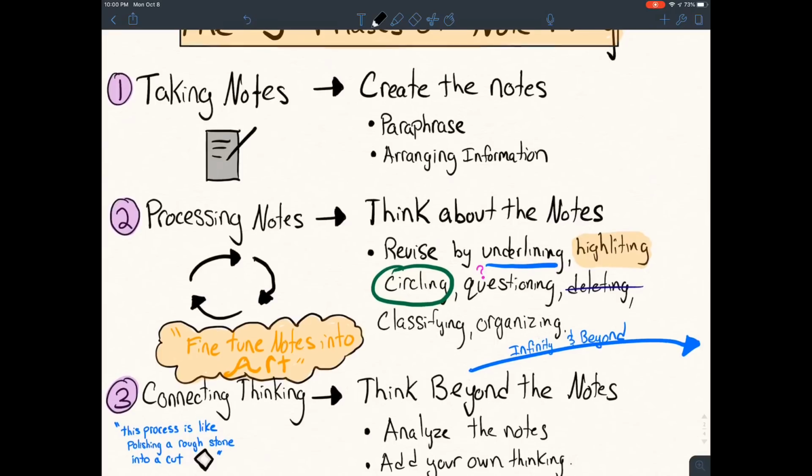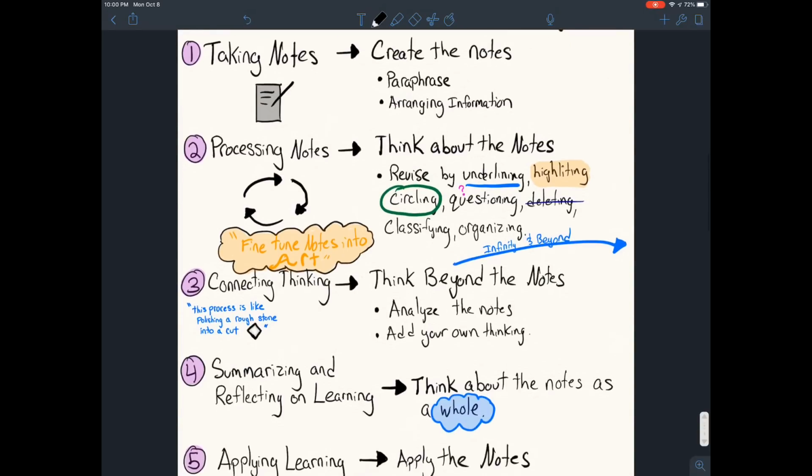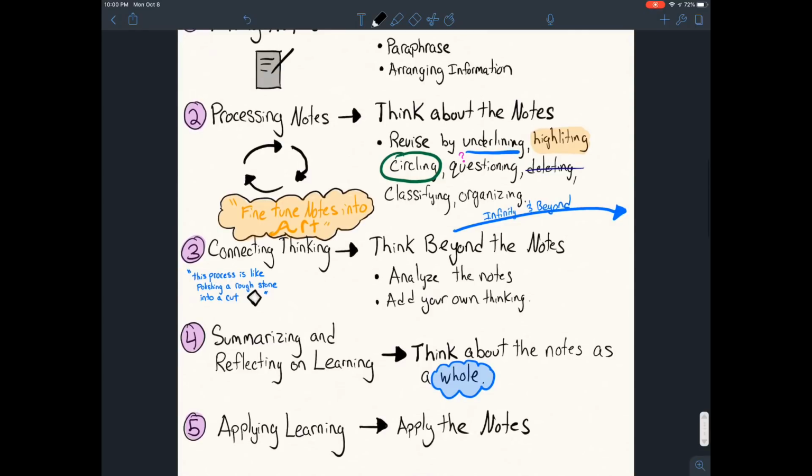If we take a look at how note-taking works, after you create the notes, you have to arrange that information in a way that you can understand it. That's why we're going to be using color in this class to organize your notes. But then you need to actually think about and process those notes by underlining, highlighting, circling, questioning, deleting, classifying and organizing, which is basically your ability to study those notes and make them your own.